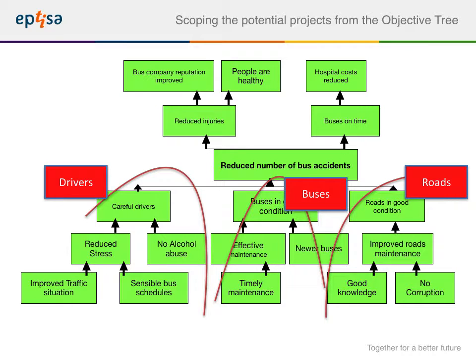Here is an example of an objective tree. We can see that various aspects have been identified, such as drivers, buses, roads, which refer to different causes which can produce the changes that are necessary in the project. At the different levels in this tree or hierarchy, a project can be developed.